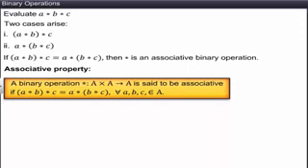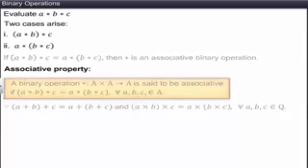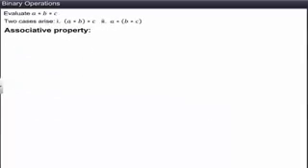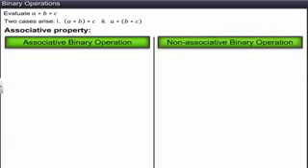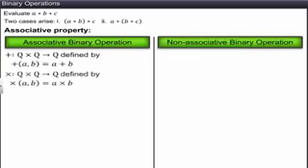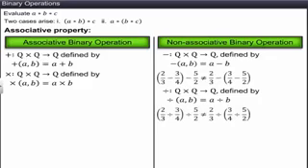Now, addition and multiplication are associative on set Q of rational numbers. Hence, addition and multiplication are associative binary operations on Q. However, subtraction and division are not associative on the set of rational numbers, and hence are not associative binary operations. Now, let us learn something more interesting.